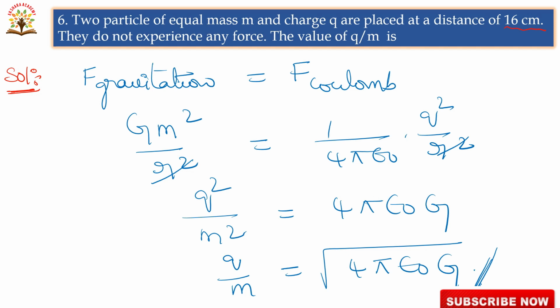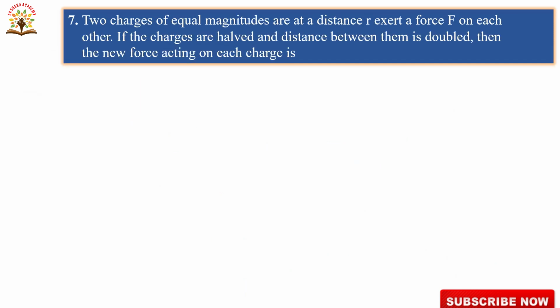Okay, next we will go to the next question. Two charges of equal magnitudes are at a distance r, exert a force F on each other. If the charges are halved and the distance between them is doubled, then the new force acting on each charge is? Here we have to calculate the new force acting on them when the charges are halved and the distance between them is doubled. Now let us go to the solution.